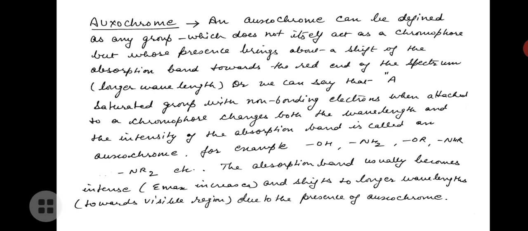We'll study it with the help of examples. For example, OH, NH2, OR, NHR, NR2, etc. The absorption band usually becomes intense, that is, Emax increases, and shifts to longer wavelengths, that is towards the visible region, due to the presence of oxochrome.